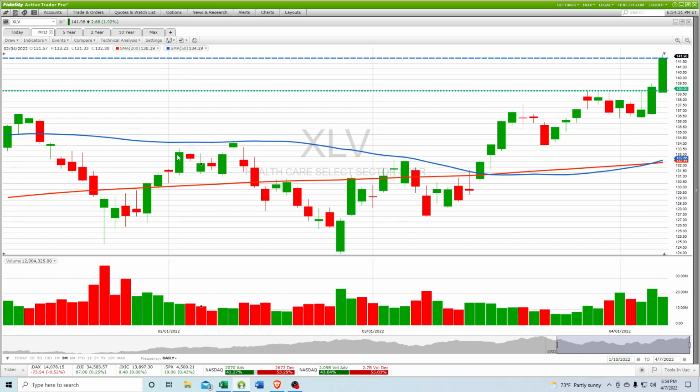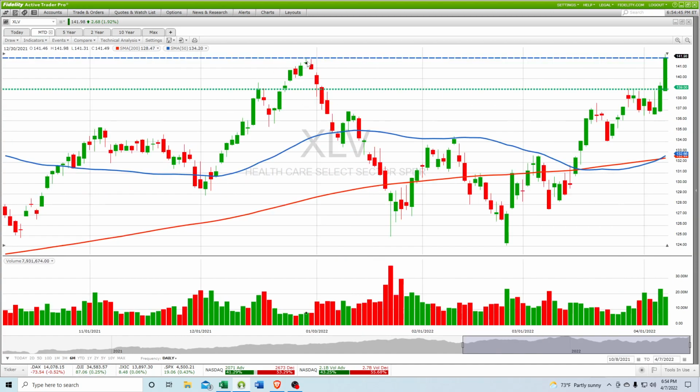Okay, now on this chart, they're always the same. This is a 3-month chart. I could also look at a 6-month chart. But basically what I do is I look at the daily chart of the ETF. So if we change that to 6 months, you can see that here was the old all-time high for XLV, the healthcare select sector.